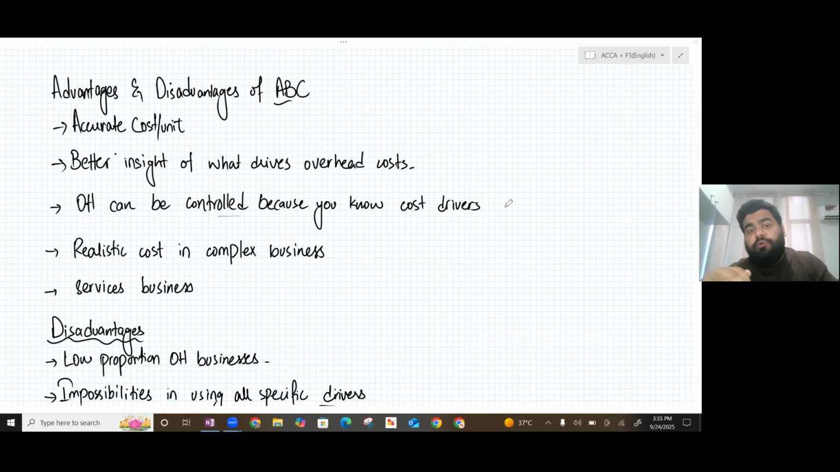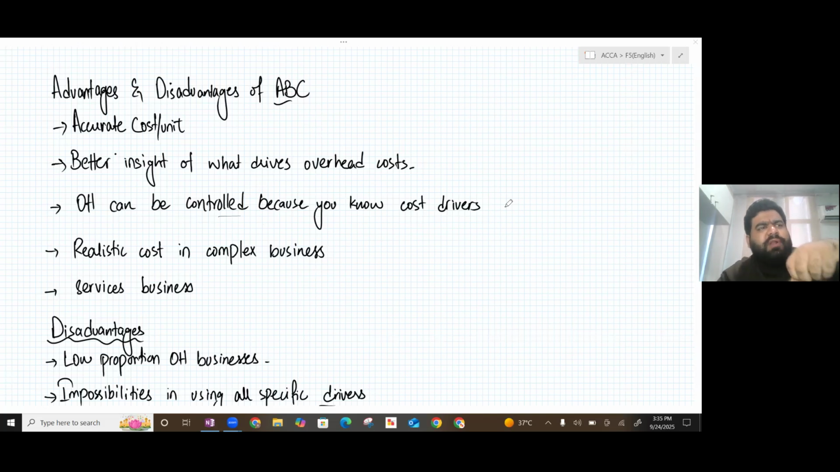So what you will do, you will go to the base. If you have the proper relevant base, which in ABC you are identifying, and you control this base, overheads will be controlled. But in absorption, think about this: if you have this overhead cost, and you are taking machine hours as a base, that is not even the base of this overhead.